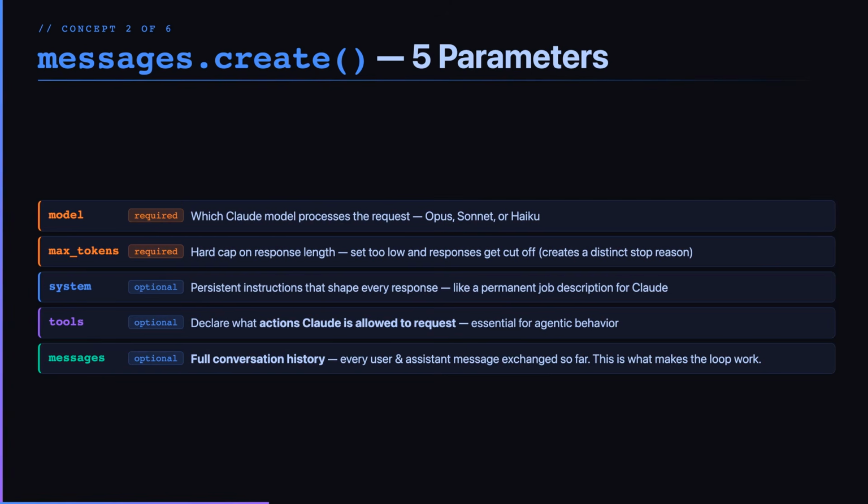Fifth, messages, the full conversation history. Every user and assistant message exchanged so far. This is what makes the loop work. The agentic power lives in tools and messages together. Tools tell Claude what it can do. Messages carry the growing record of what it's already done.